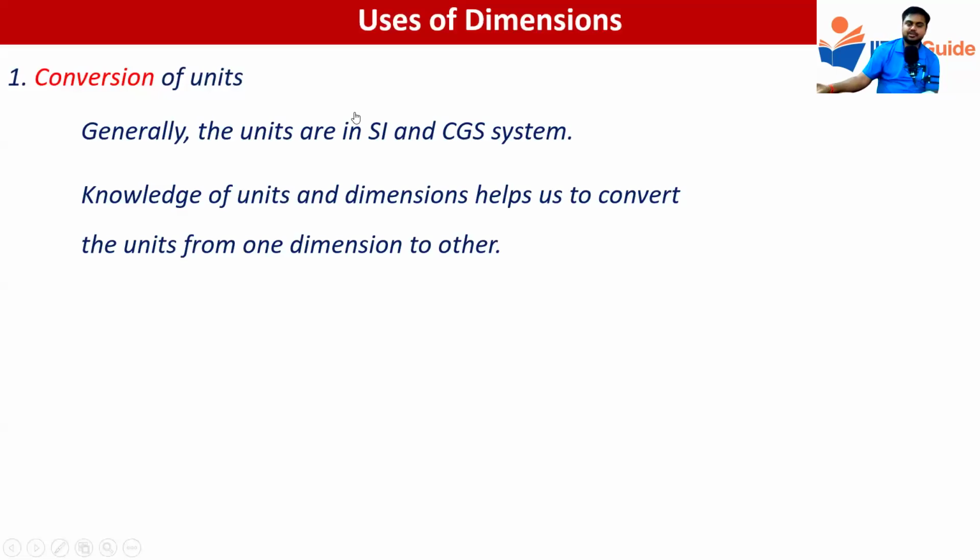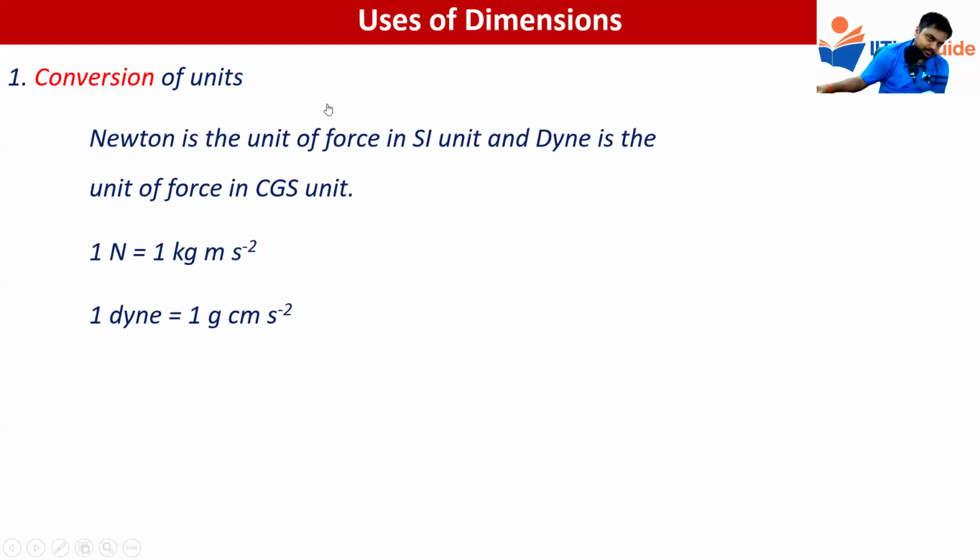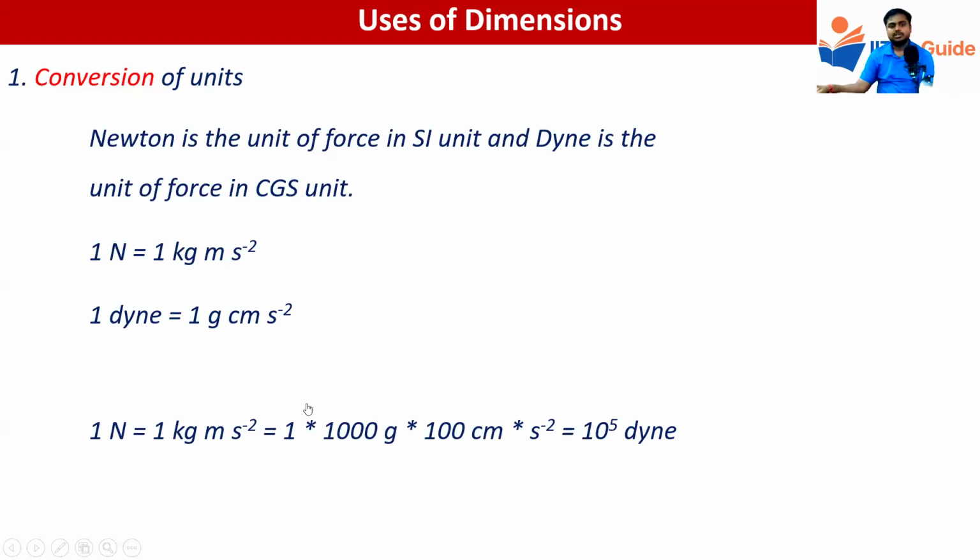What are the uses of dimensions? Conversion of units. So generally the units are going to be in SI and CGS system. And this knowledge of units and dimension helps us to convert the units from one dimension to another. Like Newton is the unit of force in SI unit, dyne is the unit of force in the CGS unit. So 1 Newton is equal to 1 kg ms minus 2, 1 dyne is equal to 1 gram centimeter per second square.